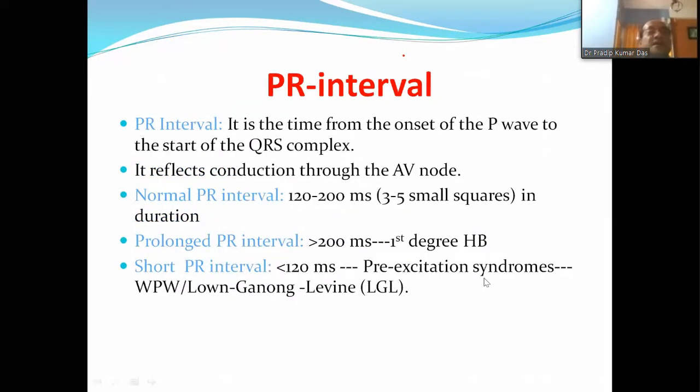Now about the PR interval. PR interval is the time from the onset of the P wave to the start of the QRS complex. It reflects conduction through the AV node. Normal PR interval is 120 to 200 milliseconds or 3 to 5 small squares in duration. Prolonged PR interval, more than 200 milliseconds, is seen in first degree heart block, and short PR interval, less than 120 milliseconds, is commonly seen in pre-excitation syndrome, that is WPW or Lown-Ganong-Levine syndrome.